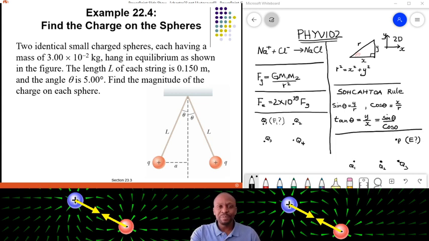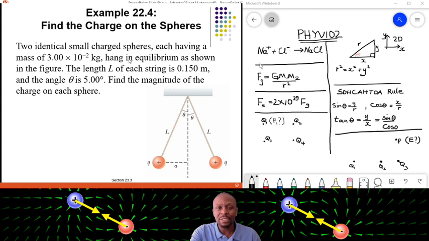Now let us also do this example. Find the charge on the sphere. Now in this case, the problem reads as follows: two identical small charged spheres, each having a mass of, you are given the mass, are hanging in equilibrium as shown in the figure. The length L of each string is 0.150 meters, and the angle theta is 5.00 degrees. Find the magnitude of the charge on each sphere.